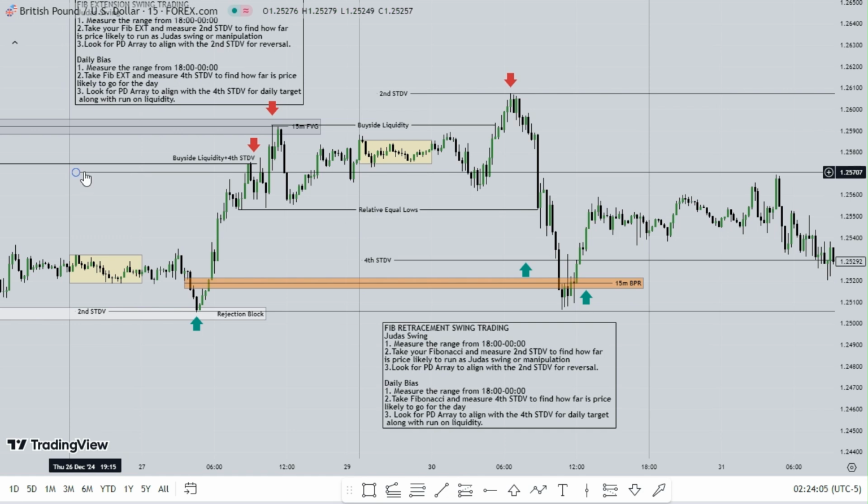Here, we have the fourth standard deviation, but above it, we have this buy side liquidity along with this 15 minutes fair value gap. So that's how a standard deviation works. In this case, we call it a turtle soup because this is also a model. It's a turtle soup that we use to find entries also.